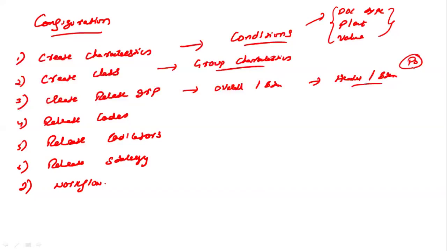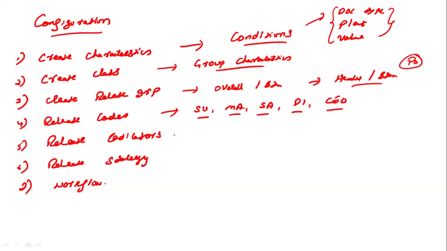Okay. Then we have the release codes. Release codes will tell who are the levels of approval. Is it supervisor? Is it manager? Is it senior manager? Is it director? Is it CEO? So these persons' bands are created as the release codes.